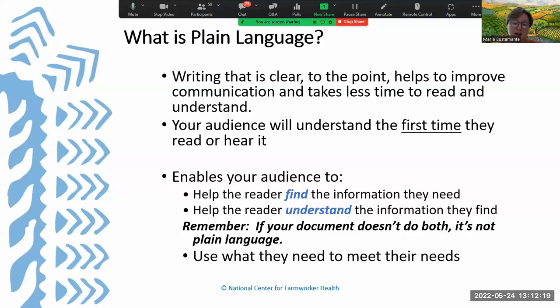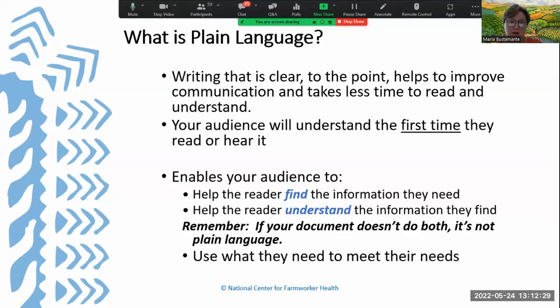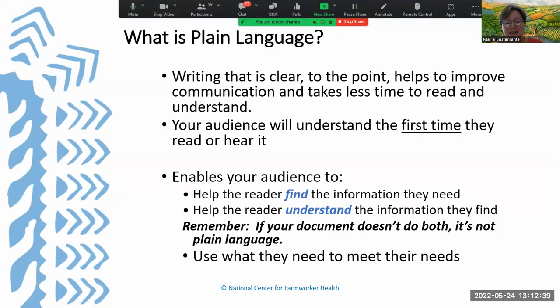It enables your audience to find the information they need. But not only that, you may know where the information is, but if you don't understand it, it's like talking to the choir, right? It's like singing to the choir. What's the phrase? If your document doesn't do both, it's not plain language. So use what they need to meet their needs.